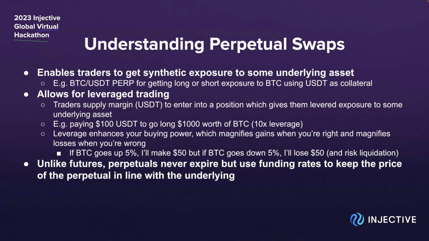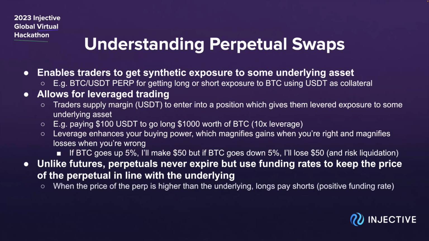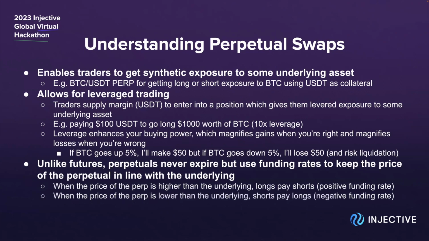Unlike futures, perps never expire, but instead use what's called a funding rate to keep the price of the perpetual in line with the underlying. How this works is when the price of the perp is higher than the underlying, then all the long positions will pay the short positions. In this case, the funding rate will be positive. Conversely, when the price of the perp is lower than the underlying, shorts will pay longs. Funding rates are calculated every hour based off the difference of the perp versus the actual index price of the underlying.